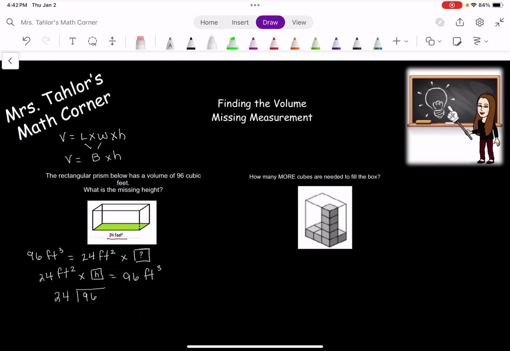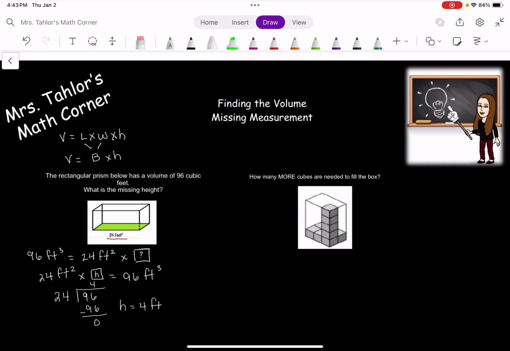I know that 24 times 4 equals 96. Exactly, so there's no remainder. That lets me know that my height is going to be 4 feet. And it's simply 4 feet because height is one-dimensional.